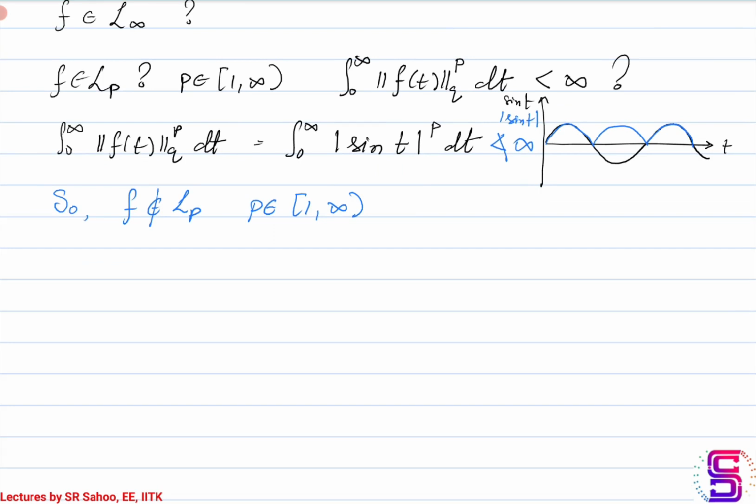But what is the max of the norm of f of t with some q for t in the range 0 to infinity? This is the same as asking what is the max that you will have over the interval 0 to infinity of the mod of sine of t.